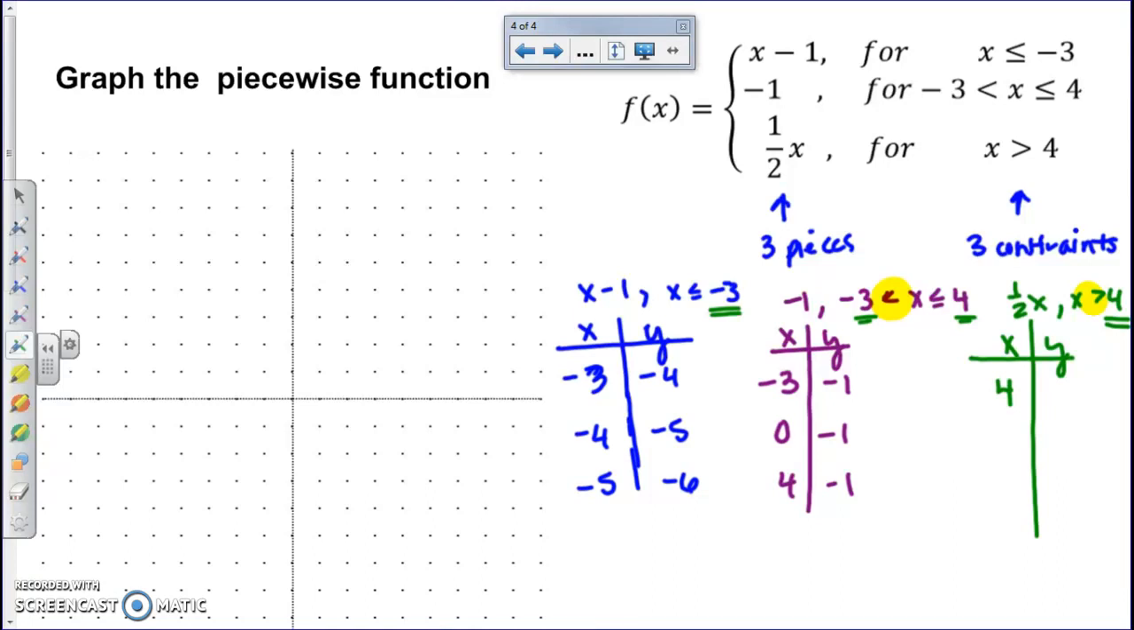1/2 times 4 will give us 2. Now continue to choose x coordinates that will fit this constraint, which means x has to be greater than 4. So I'm going to choose 6. We'll find that y is 3. And then choose another x. I'm going to choose 8, and you'll see that y is 4.